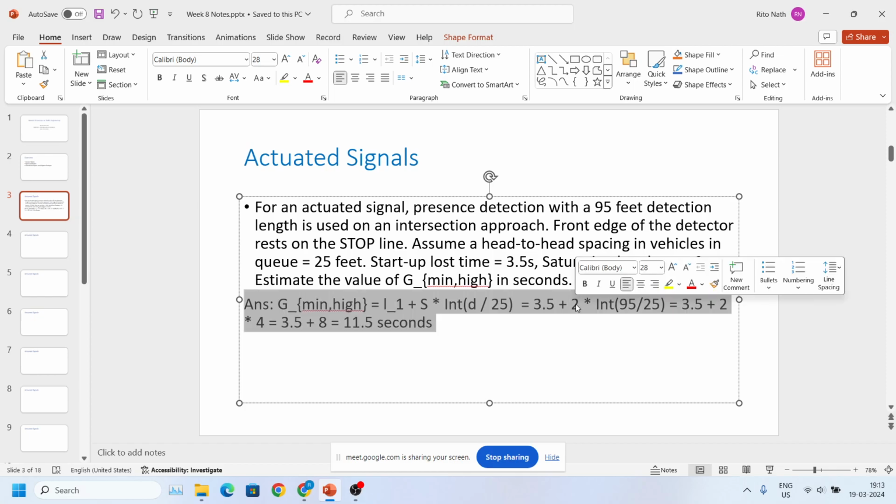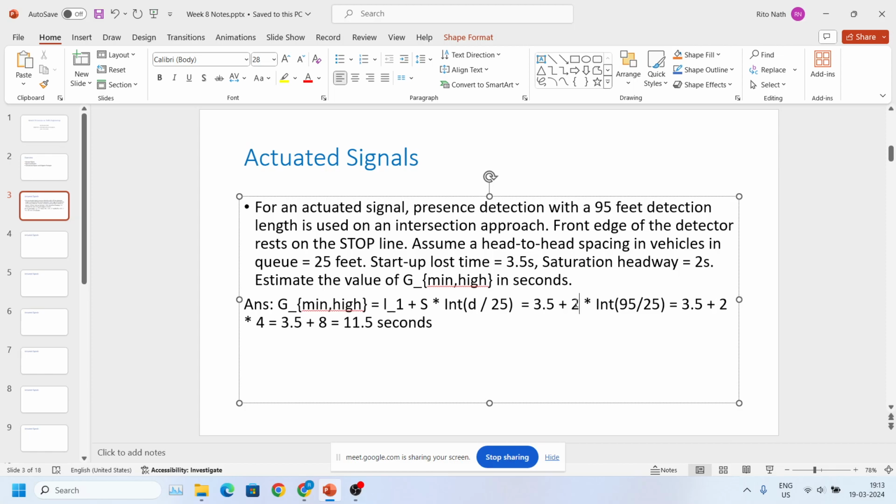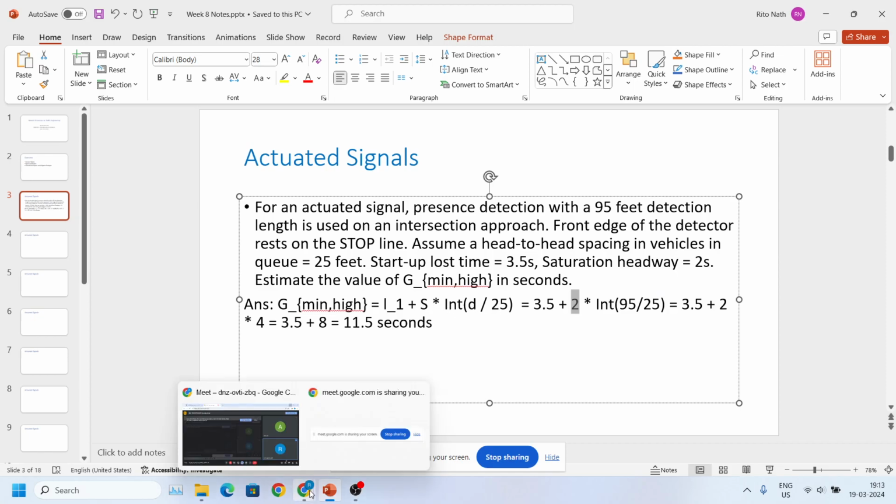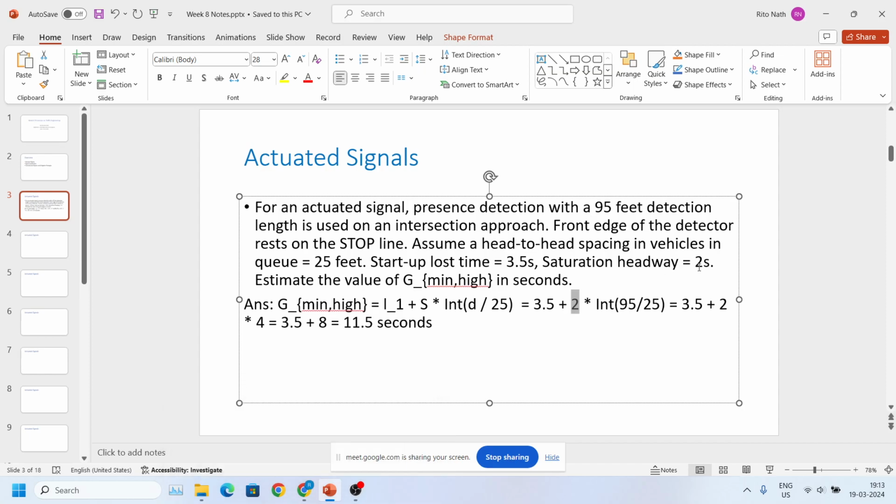It's not always 2. I think in the slides it's kind of misleading because it's written as 2 times this int of t by 25. So these values might change as well. So here, if this was 2.5, you would need to multiply this with 2.5 as well. So that's the first problem.